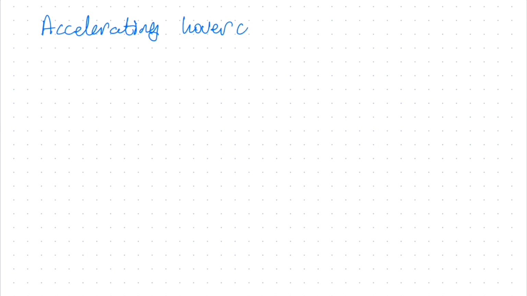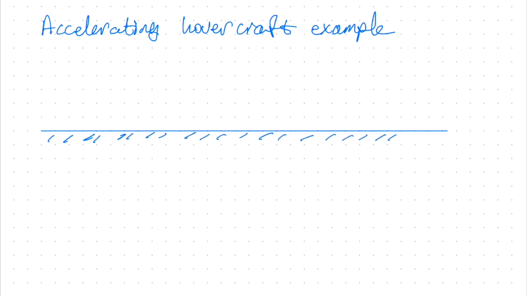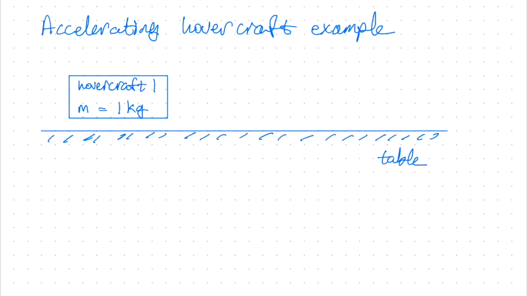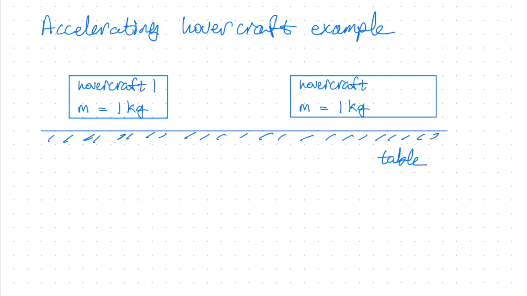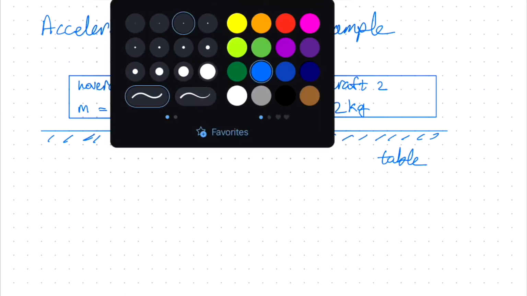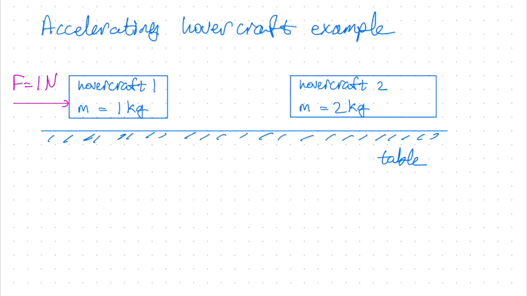Now, in order to see how Newton's second law works, let's consider accelerating hovercraft. So here again I draw a table, and on top of the table are two hovercraft. Hovercraft 1 has a mass of 1 kilogram, and hovercraft 2 has a mass of 2 kilograms. Both hovercraft are pushed by a force of 1 newton.